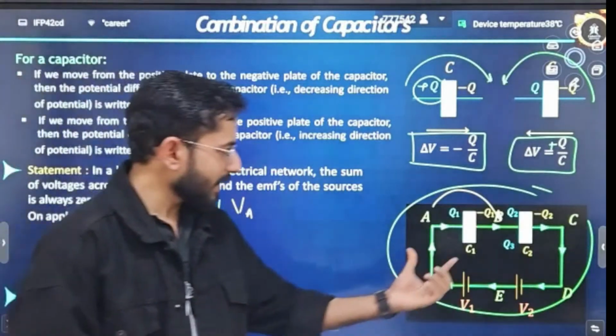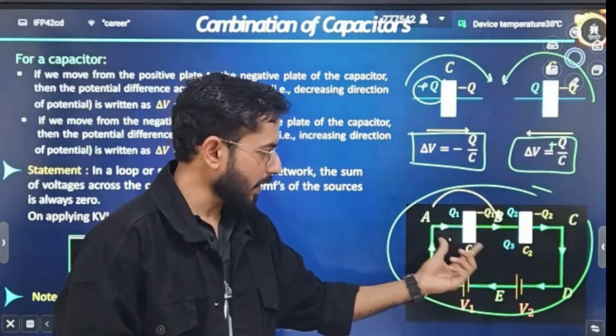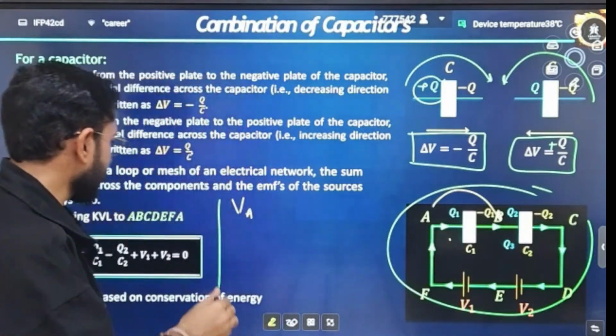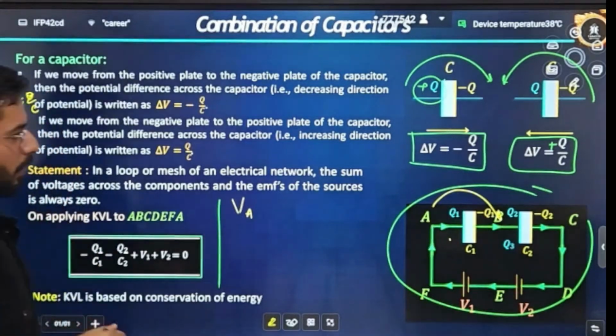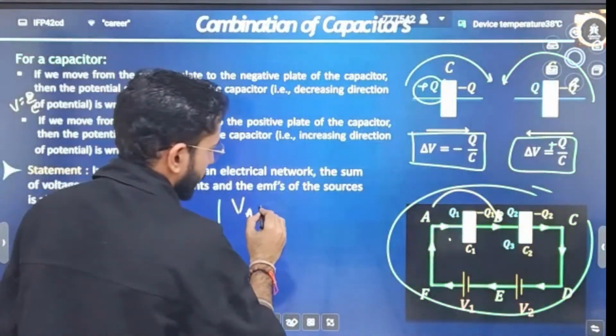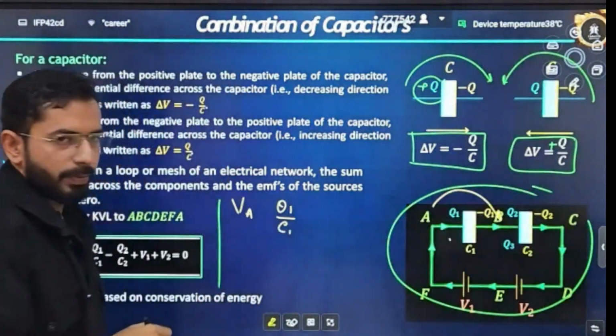But how do you write the potential difference across this capacitor? One plate has Q1 charge and the other has minus Q1 charge. First you remember the formula. The potential difference you can write as Q by C. Now what is the charge? You will get Q1 divided by the capacitor, C1. But the question will be coming, plus or minus?